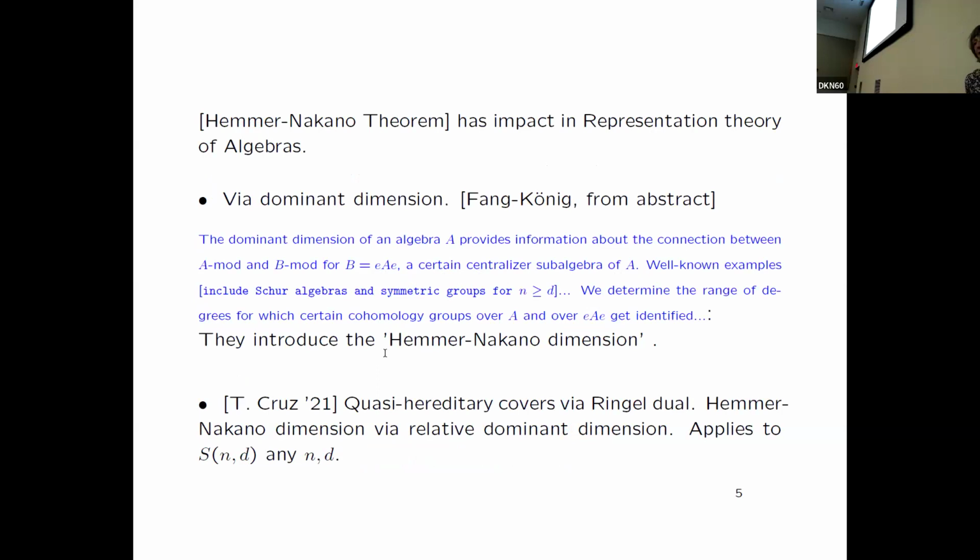There's also a very nice account of that approach, which works really well and is very general. So you can also attack the setting for Schur algebras with any n and d, or more generally if you look at quasi-hereditary covers, but you don't use the Schur algebra or the quasi-hereditary algebra, but you use the Ringel dual of this algebra. And then you can characterize or compute Nakano dimension in a different way.